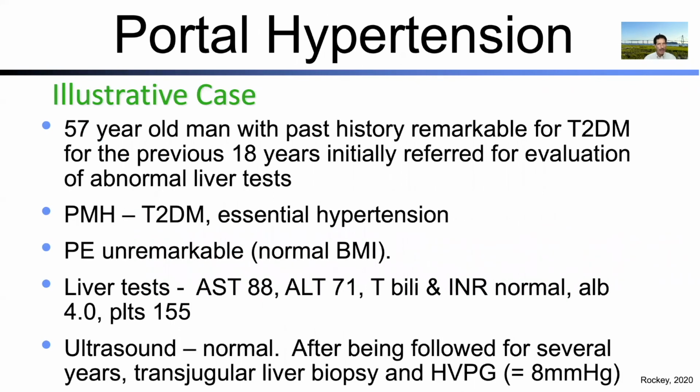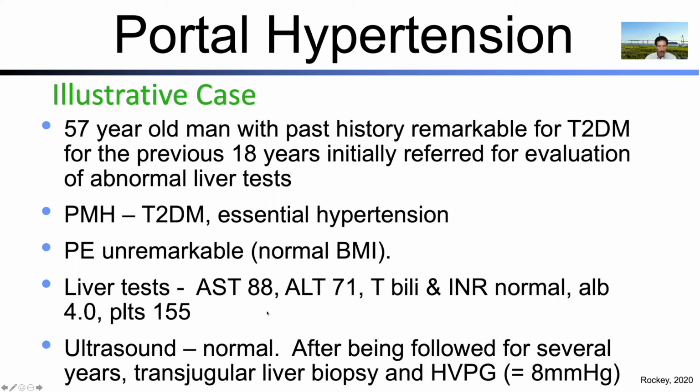So this is a patient that we have seen, a 57-year-old gentleman with a past history remarkable for type 2 diabetes mellitus for 18 years, referred for evaluation of abnormal liver tests. He also has essential hypertension, so he has the metabolic syndrome. His physical examination is unremarkable. He actually had a normal or slightly elevated BMI. You can see his liver tests here are elevated. His bilirubin and INR are normal. Albumin is 4, platelets 155.